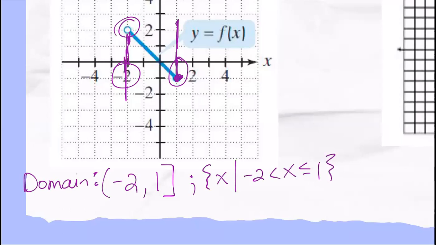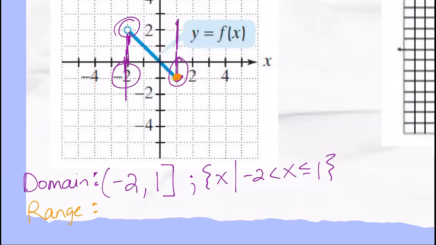All right, so what if I'm doing the range? I'm going to do the same thing, but I have to look at my y's now. So instead of looking side to side, I'm going to look at the very top and the very bottom of this. So just like I went left to right, so smallest to biggest, I do the same thing for range. So smallest to biggest.